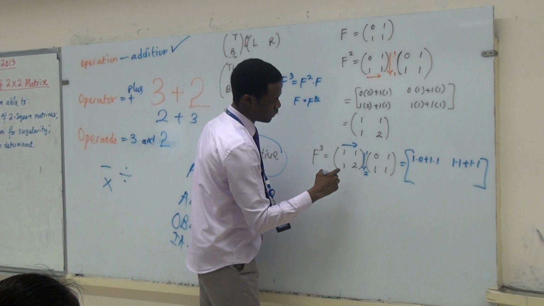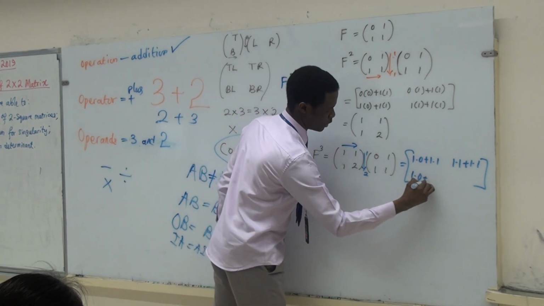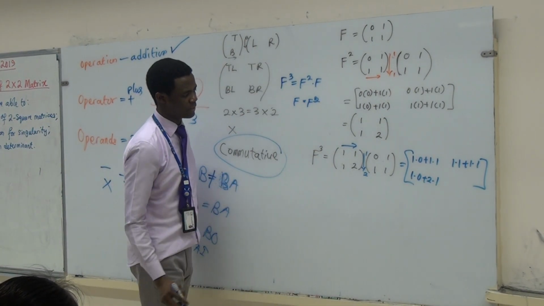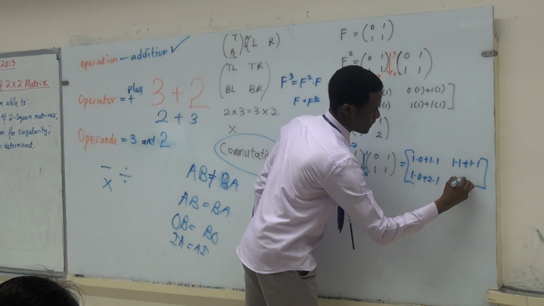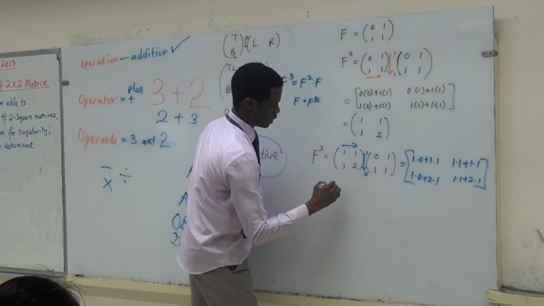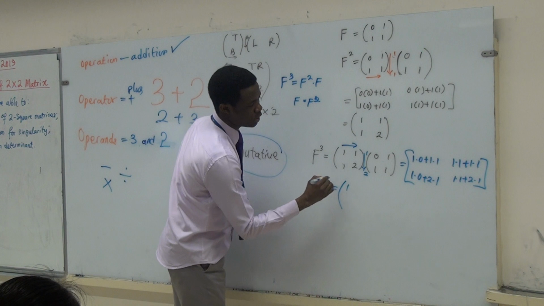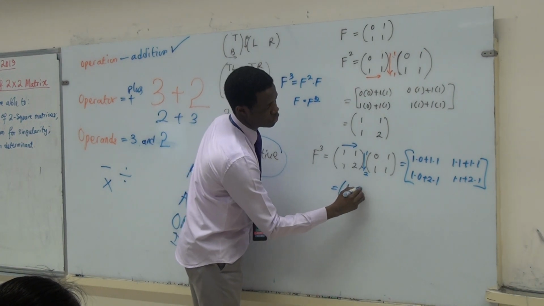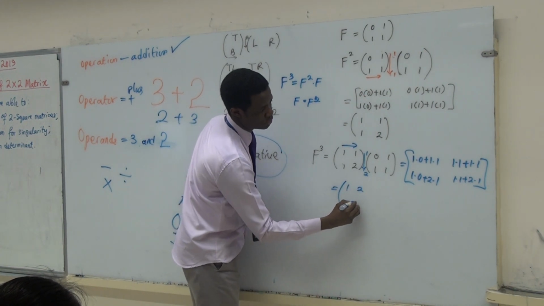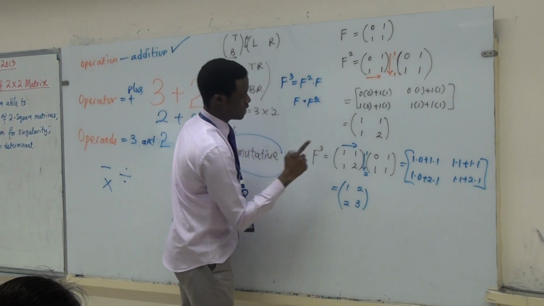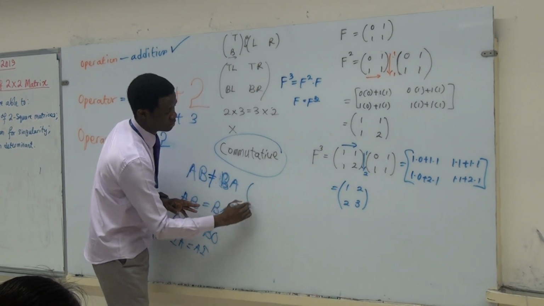Take the second row, what do we get? 1 times 0 plus 2 times 1. Yes? 1 times 1, 1 times 1. Oh, 2 times 1. So what does that give us? So you have 1, 2, 3. So let's see what happens if we change the order.